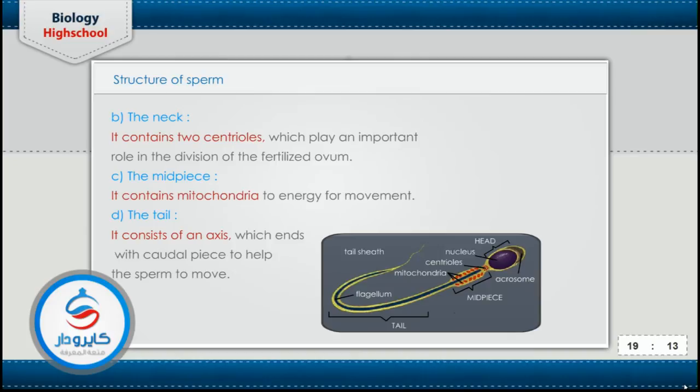The midpiece contains mitochondria, and the mitochondria act as a center of energy production, because they release the amount of energy needed by the sperm to swim to reach the ovum. The tail, or the caudal piece, consists of the axis which ends with the caudal piece that helps the sperm to move to reach the ovum.